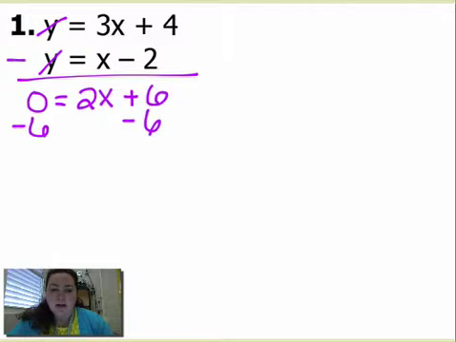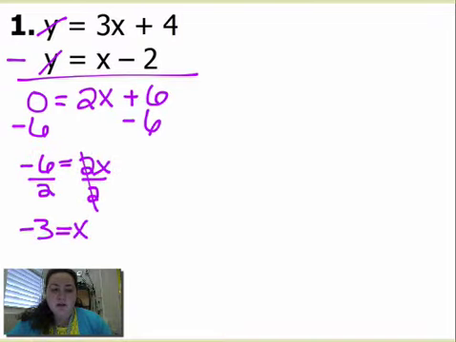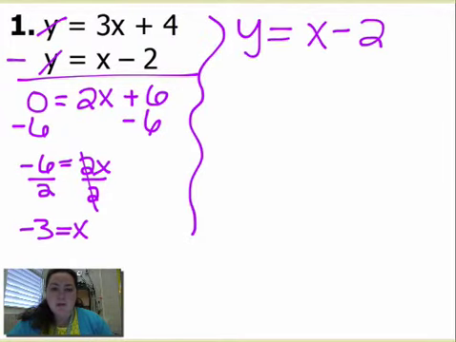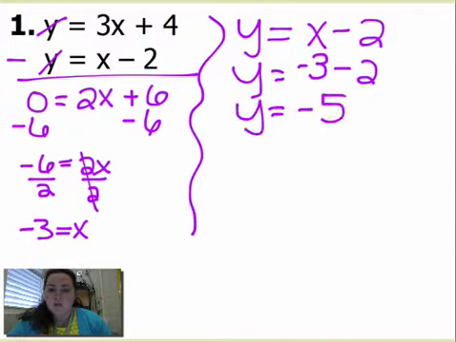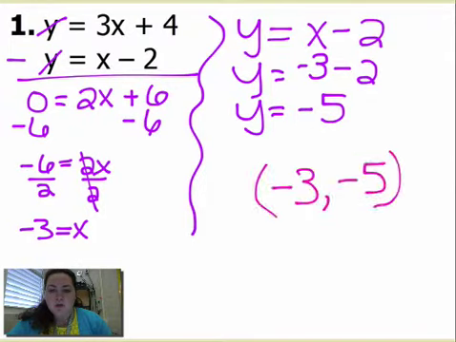And then I'm going to subtract 6 on both sides. I get negative 6 equals 2x, divide by 2. I get x equals negative 3. So now I know what x is. I'm going to plug that into one of my equations. So if I plug negative 3 in for x, I use the second equation. Negative 3 minus 2 gives me negative 5. So my y is negative 5, and my answer is (negative 3, negative 5).